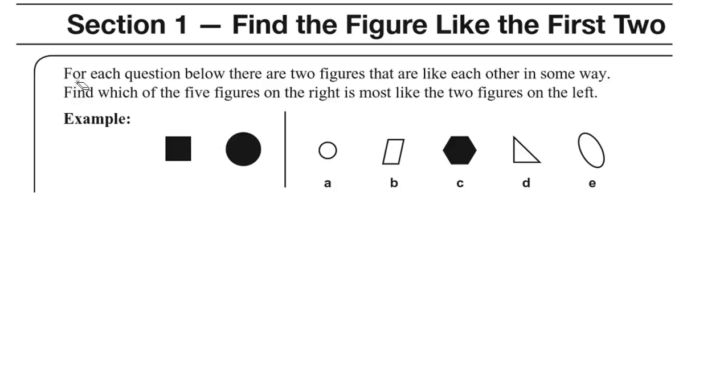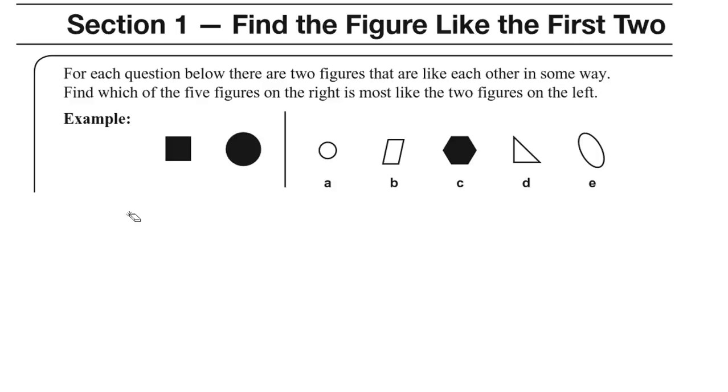So you need to make sure that you read the instructions very well for non-verbal reasoning. You must read the question and you must look at the example very, very well. So I'm going to read this instruction. It says, for each question below, there are two figures that are like each other in some way. Find which of the five figures on the right is most like the two figures on the left. Okay, so these two shapes on the left, there's something the same about them. And if you pick one of these shapes, that shape will have the same characteristic as this other one.